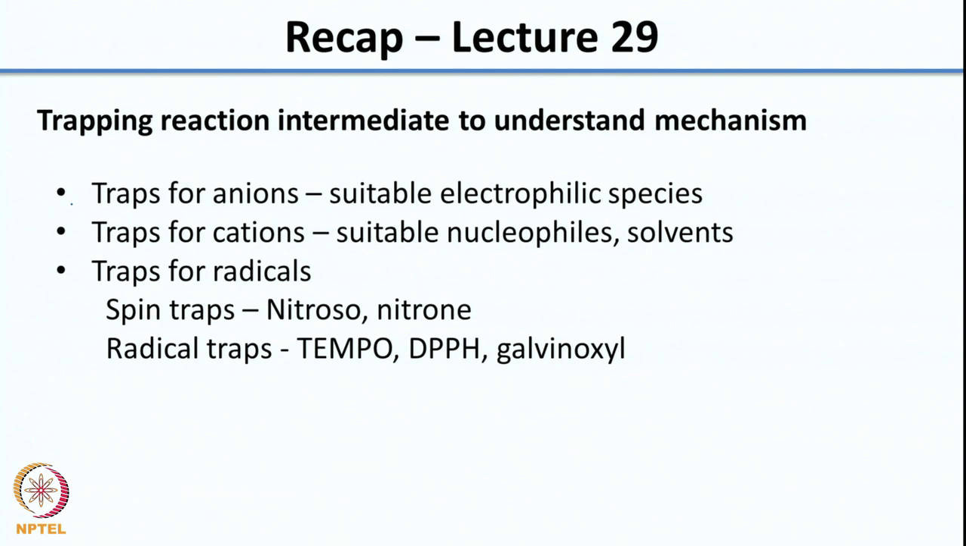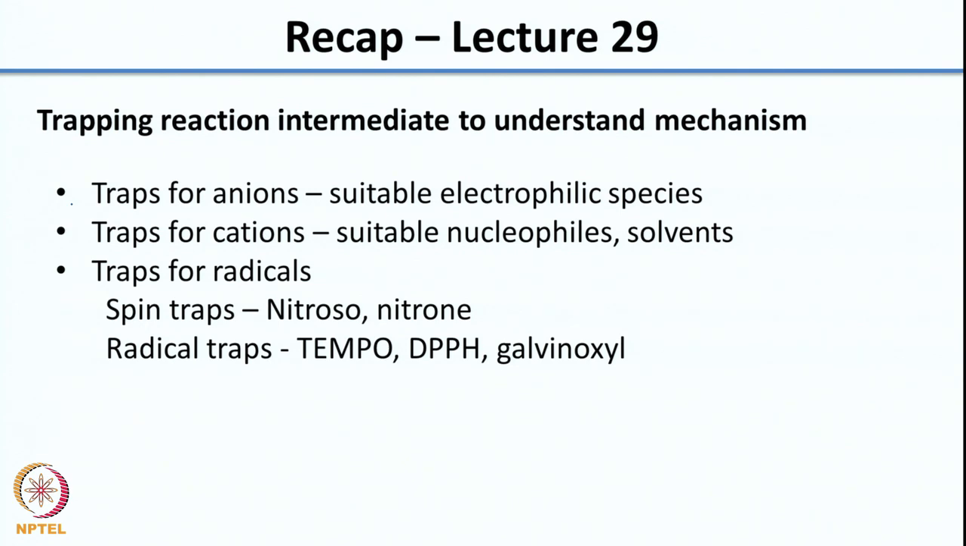Towards the end, we had looked at traps for radicals, and in radicals there are two types of traps. One type of trap quenches the radical, so these are called radical traps. The other type of trap retains the spin or the radical nature, and these are called spin traps. So in spin traps, we had looked at nitroso and nitrone compounds which could be used to generate a new radical which is long lived because it's more stable.